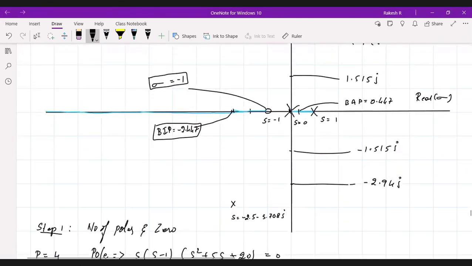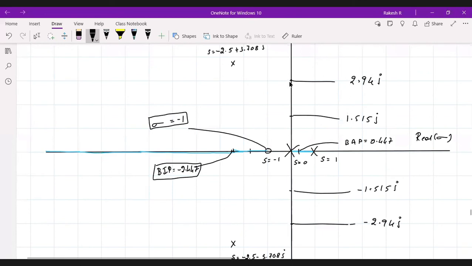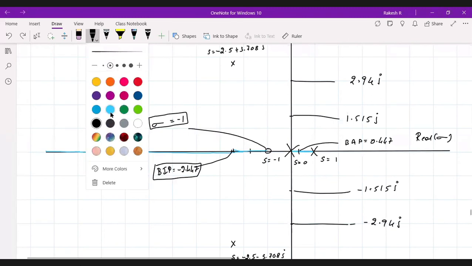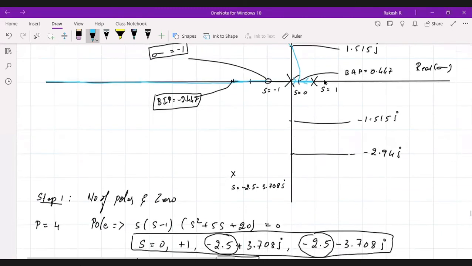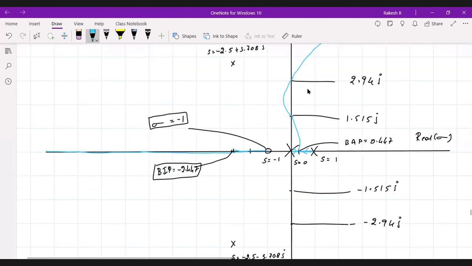So what happens now? Here it will be like this. I'll take another color. See here, we got to know that one root is moving like this, and another root is moving like this. We have the breakaway point. It breaks away here and goes to this point, crosses the imaginary axis, comes here, crosses the imaginary axis and travels here. Right.